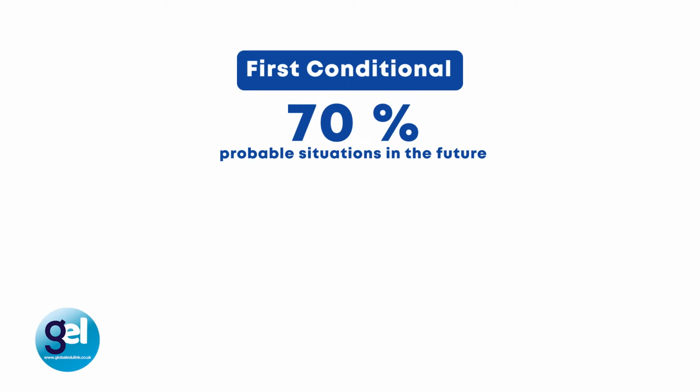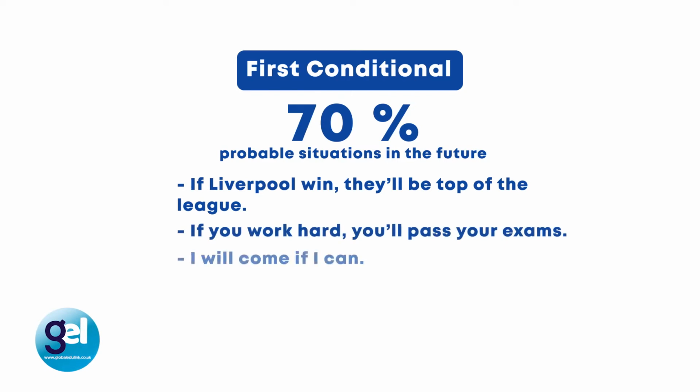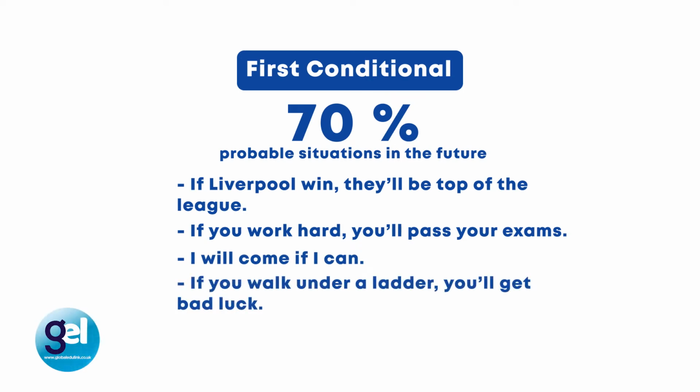Let's have a look. If Liverpool win, they'll be top of the league. It's a possibility. If you work hard, you'll pass your exams. I will come if I can. If you walk under a ladder, you'll get bad luck. So we can see here, we need if, we need present simple, and then we add will or won't, positive or negative, plus the infinitive.